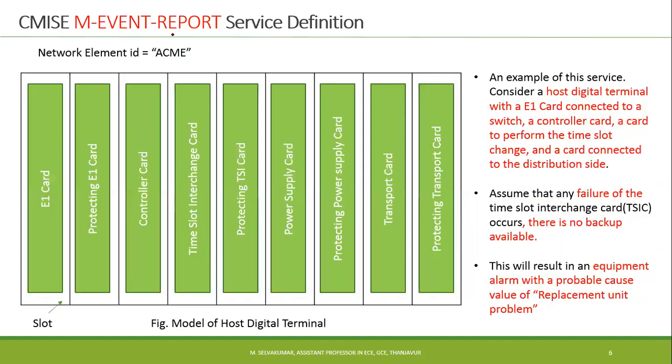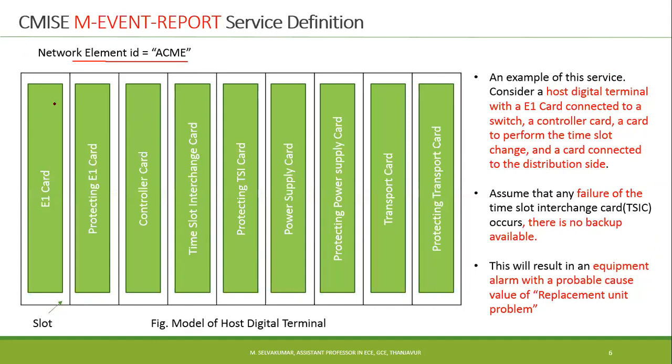Next, the CMAC M event report service definition. This network element ID name is ACME. So these are divided into different slots of cards.